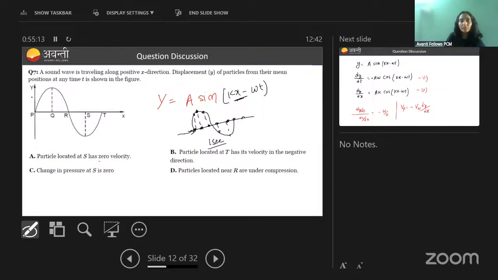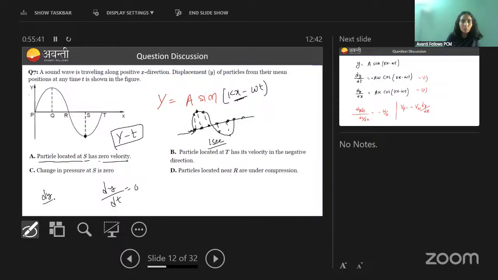Now the question is, y versus x graph is given. Particle located at S has what velocity at this point? What will be the velocity? Zero velocity. Again, this is not your yt curve. You cannot say dy by dt is zero here. Dy by dx is zero here. Slope is zero, and that is why velocity is zero. No, we really need to compare the velocity of particle.